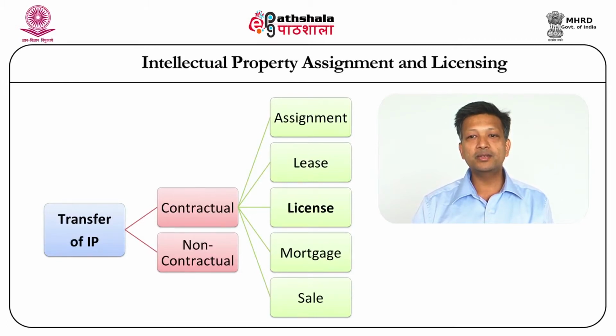Contractual transfer of intellectual property could be achieved in the form of assignments, lease, license, mortgage or sale. All these are legally different and significant aspects and concepts of law, and they convey very different rights and very different meanings and very different consequences. Now, the most important types of contractual transfer of intellectual property are assignments and licenses.